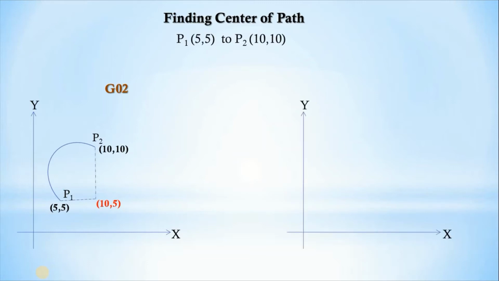Now again, point P1 is moving in a counterclockwise direction to the point P2 at 10, 10. Then based on G03, that movement of the curve path in counterclockwise direction, we are getting the center of that path, that is 5, 10. So there is a difference in how the tool is moving, either in a clockwise or counterclockwise direction, based on the part drawing. With this movement of the tool, whether clockwise or counterclockwise, we can find out the center of this path. So for that we have taken this example.